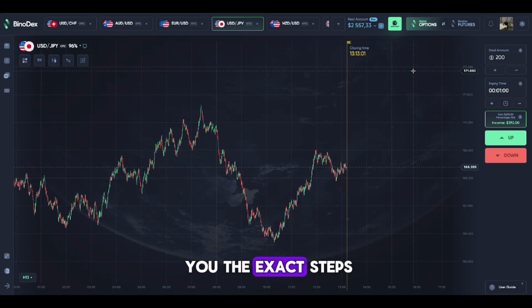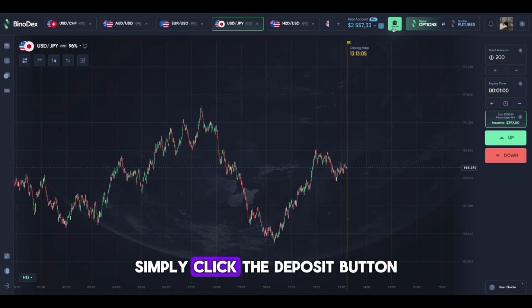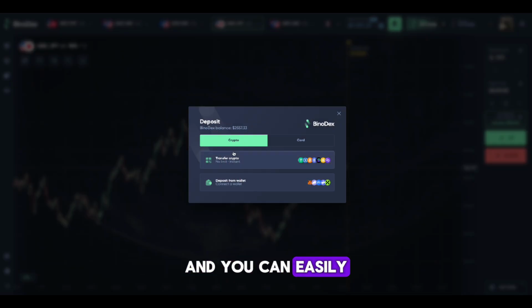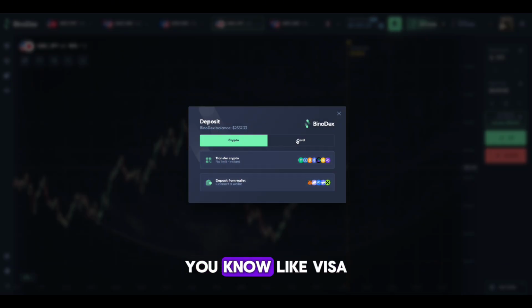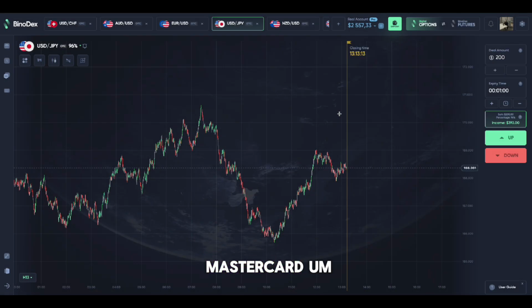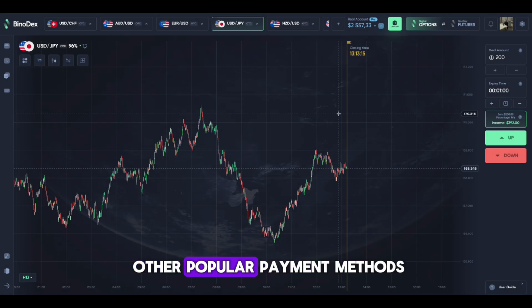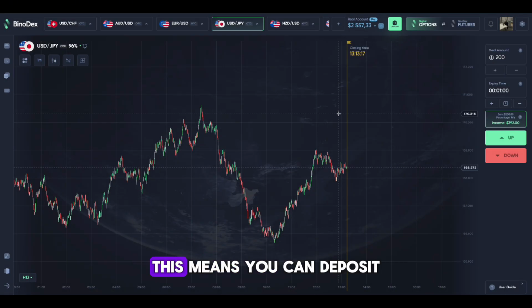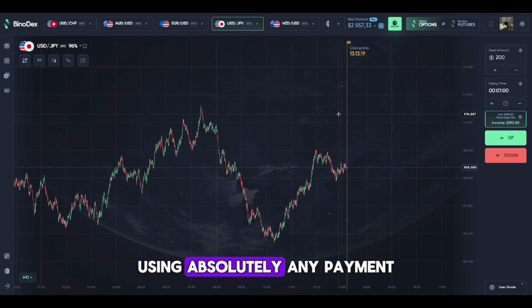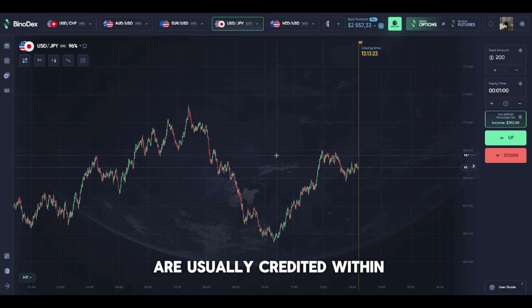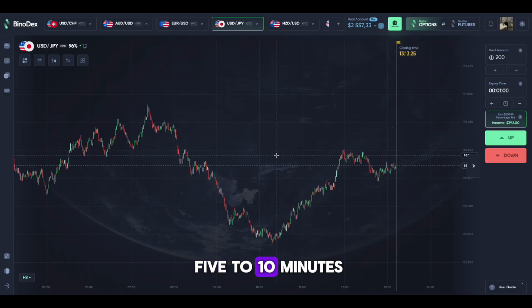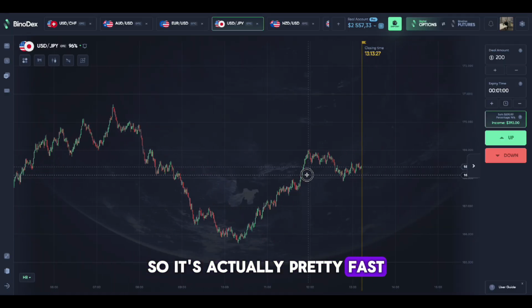Now, let me show you the exact steps you need to follow to top up your account balance. Simply click the deposit button and you can easily add funds using various cryptocurrencies or even with a credit card, like Visa, MasterCard, Apple Pay and several other popular payment methods. This means you can deposit using any payment method that is most convenient for you. By the way, deposits are usually credited within 5 to 10 minutes, so it's pretty fast.